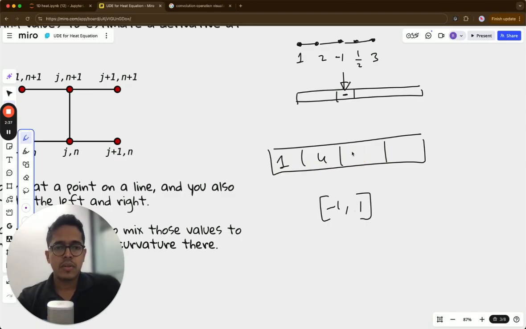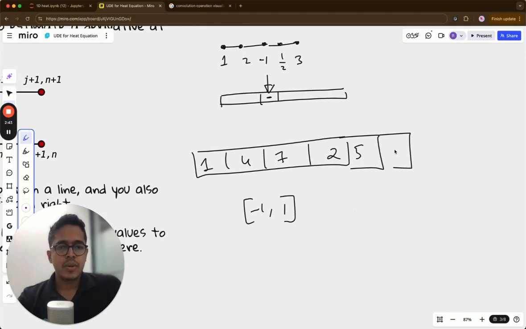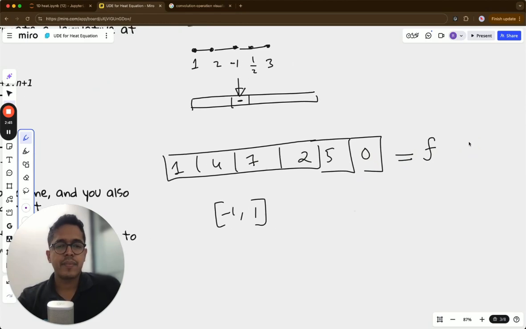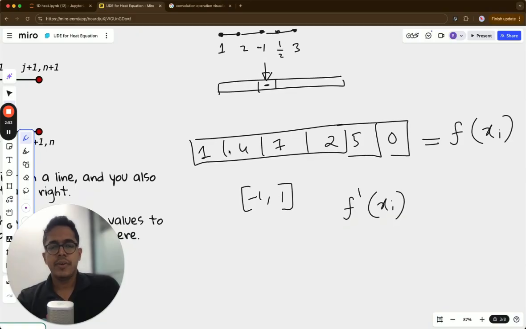1, 4, 7, 2, 5, something. This is your data set, which is equal to f. So f of xi is this. Now, if you want to calculate the derivative of f of xi, what would you normally do? You simply take the difference between the neighboring elements and divide by whatever is the distance that separates them.